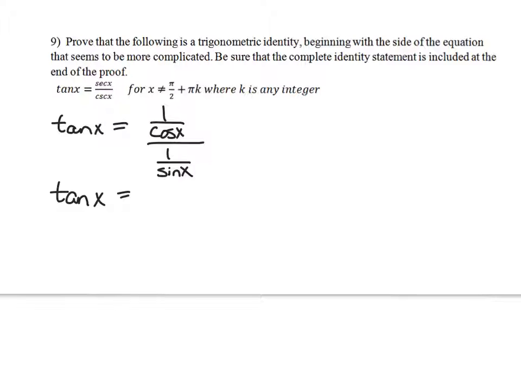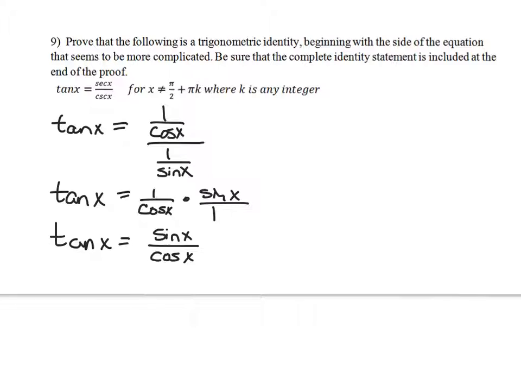And on the right side, when we have division of fractions, we're going to keep the first fraction, change to multiply by the reciprocal of the second fraction. And again, working on the right side of the equation, we end up with no cancellation, but instead we write sine of x over cosine of x. Do you recognize that sine of x over cosine of x is equal to tangent of x?